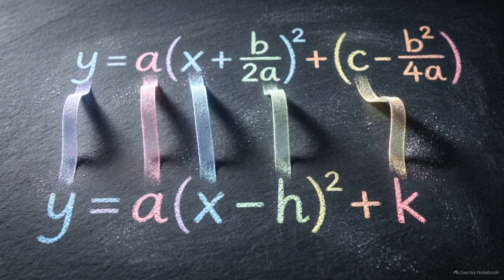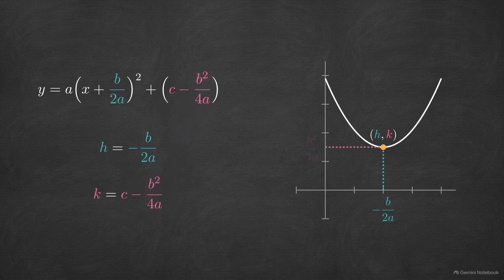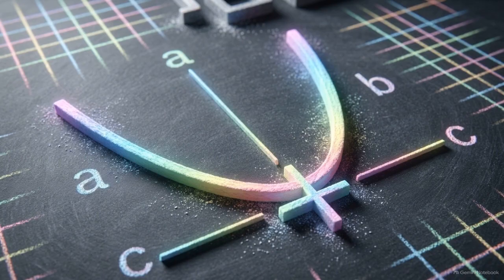This new arrangement directly mirrors vertex form. The term inside the squared bracket aligns with h. This tells us the exact x-coordinate of the vertex is negative b over 2a. The external constants align with k. The exact y-coordinate is c minus b squared over 4a. We now have a direct translation. You can pinpoint the exact geographic center of the curve using nothing but the original standard form coefficients.